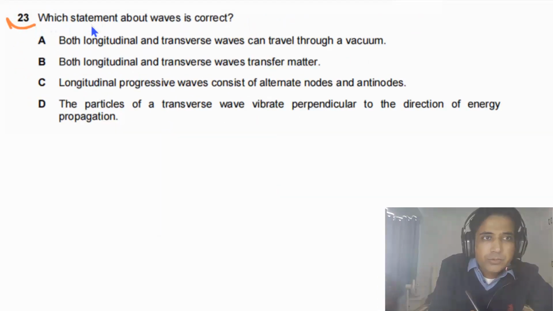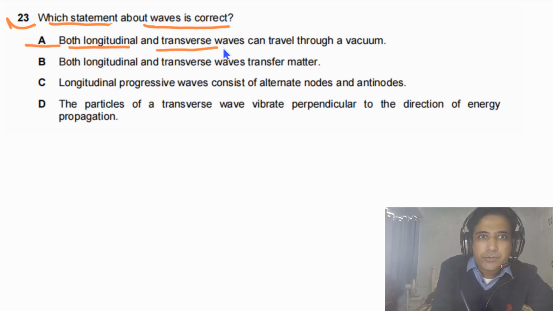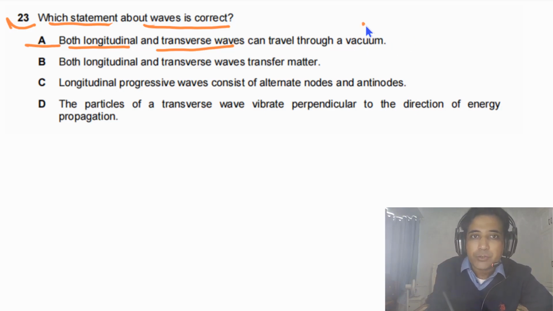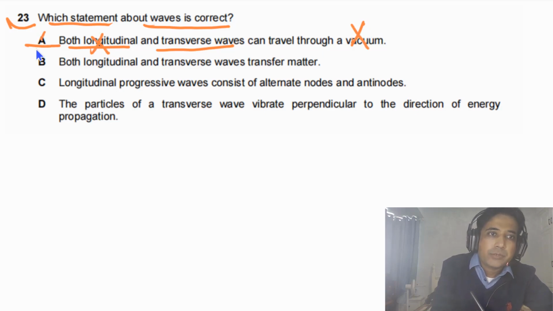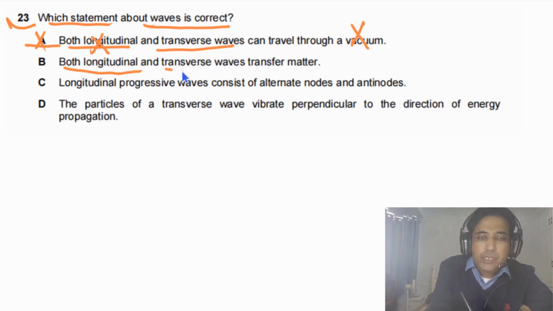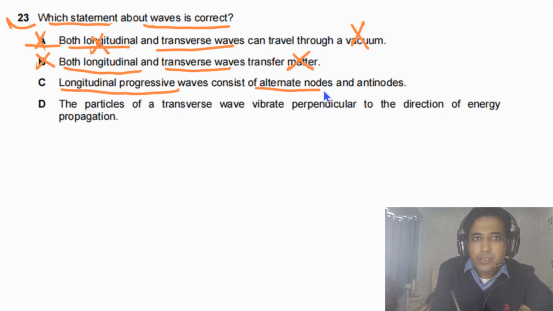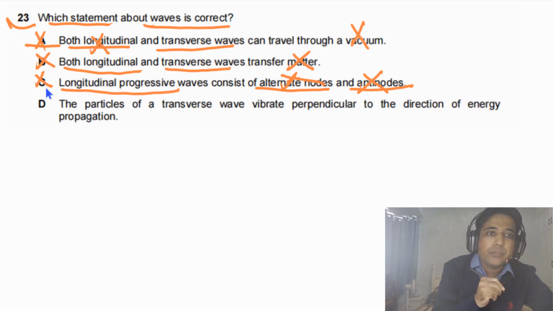Question 23 says which statement about waves is correct? If you look at option A, it is given to us that both longitudinal and transverse waves can travel through a vacuum. Longitudinal waves means sound, which cannot travel through a vacuum. So option A is not possible. Option B says both longitudinal and transverse waves transfer matter. Waves only transfer energy. They do not transfer matter. So B is also incorrect. Longitudinal progressive waves consist of alternate nodes and antinodes. Stationary waves consist of nodes and antinodes, but longitudinal progressive waves do not. So this is also not a possible answer.